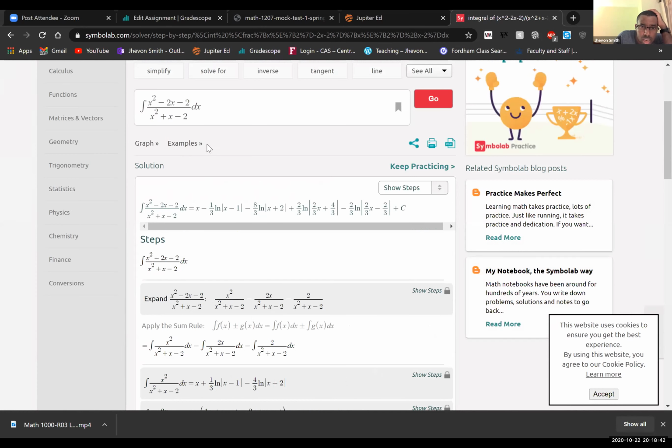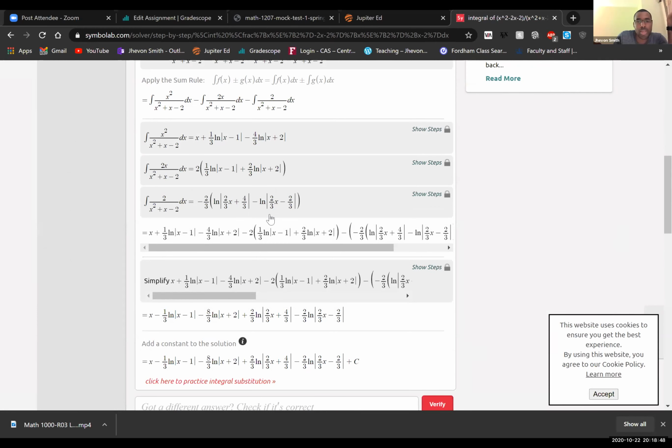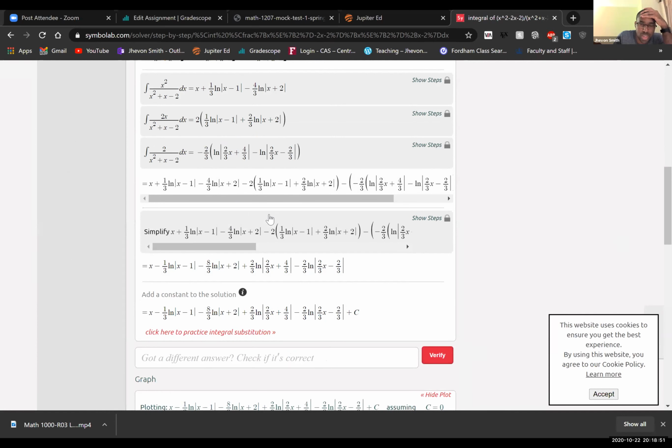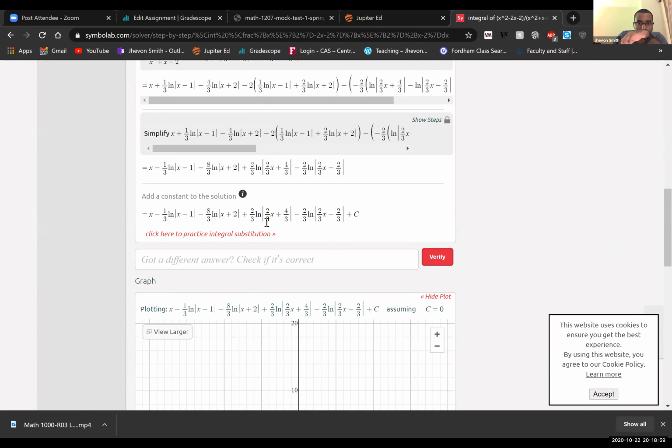So the nice thing about this is that it can actually help you. It'll show the steps of its work. Sometimes, I mean, it's a computer system doing it, so sometimes it'll do things in a weird way. This will actually be equivalent to our answer, believe it or not, because, for example, here, the 2/3 x plus 4/3, if you factored off a 2/3, you'd have x plus 2 in here. And so here it would be able to combine with this x plus 2. This also, if you factor off the 2/3, you have an x minus 1 in here, which you'd be able to combine with that x minus 1.